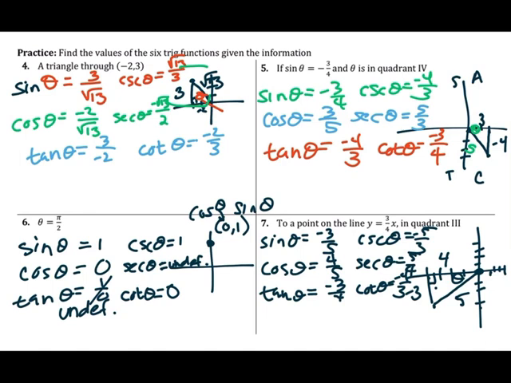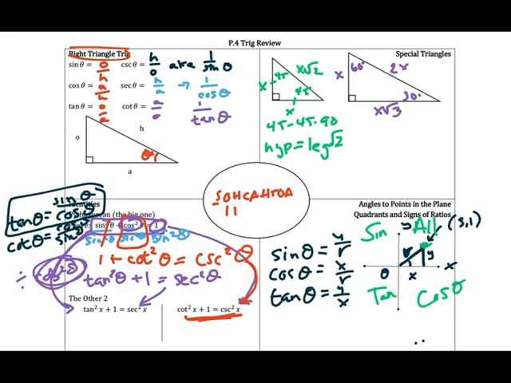Let's recap what we learned in this lesson. We reviewed SOH-CAH-TOA, the 6 trig functions, and how to find them given a triangle. We talked about how to plot a point so that we could create a triangle to find those same 6 trig functions. We talked about which ones are positive in which quadrants. All Students Take Calculus, All being quadrant 1, Students being quadrant 2, Tangent being quadrant 3, Cosine being quadrant 4.